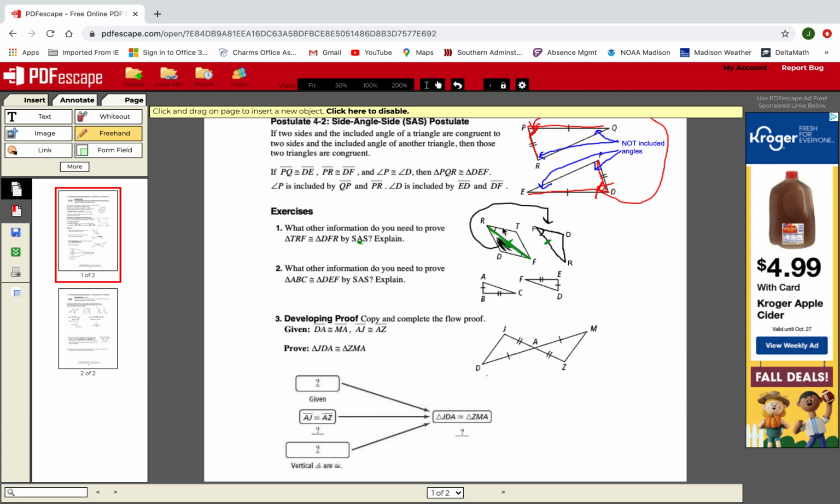So the other piece of information would be the other side that makes up that angle, which is going to be RT, and that would be congruent to FD. So we would need to know that RT was congruent to FD.